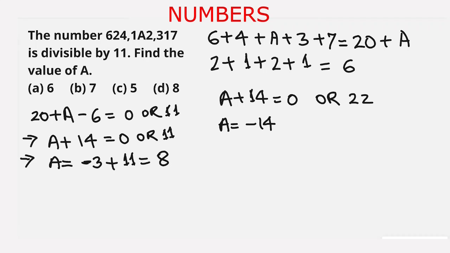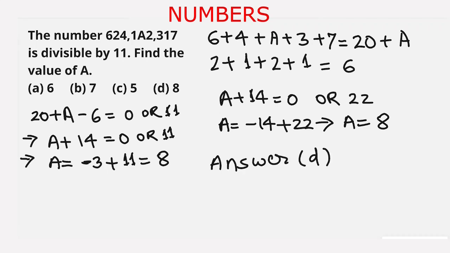If we take a plus 14 equal to 11, then a will be equal to minus 3. And if we take a plus 14 equal to 22, then a equals minus 14 plus 22, as 22 is divisible by 11. So this gives a equal to 8, as a cannot be a negative digit, because a digit cannot be negative in a number. I hope you have understood this concept. And from the given options, our answer is option D, a equal to 8.